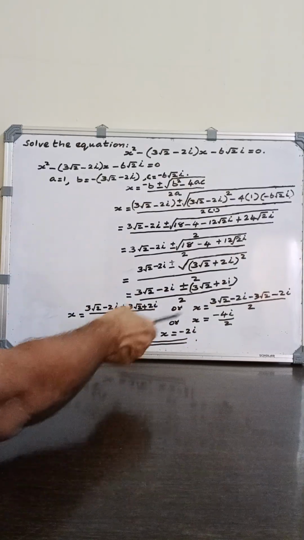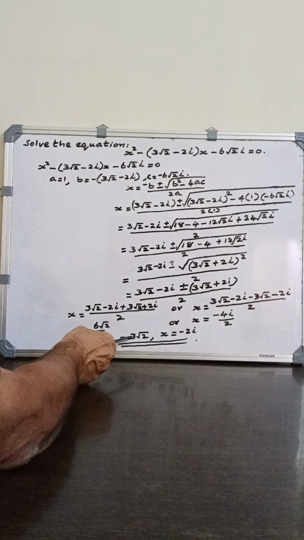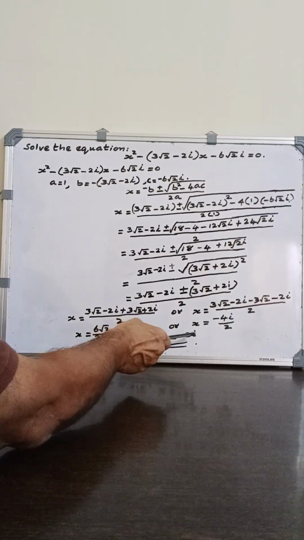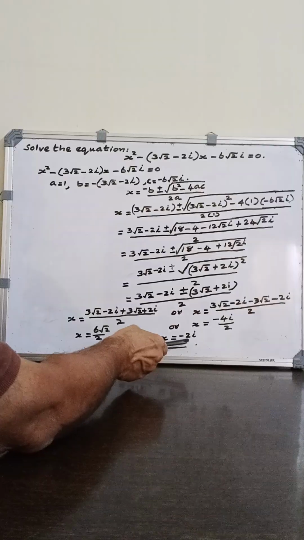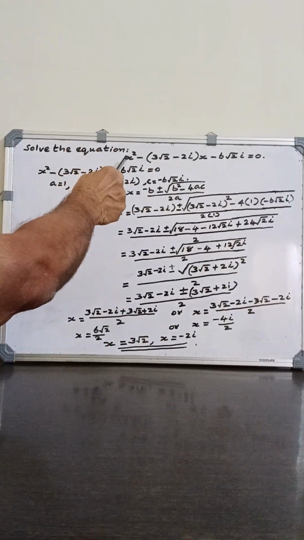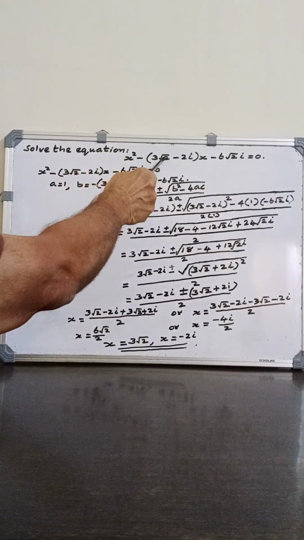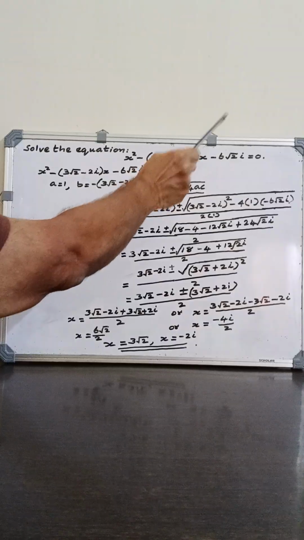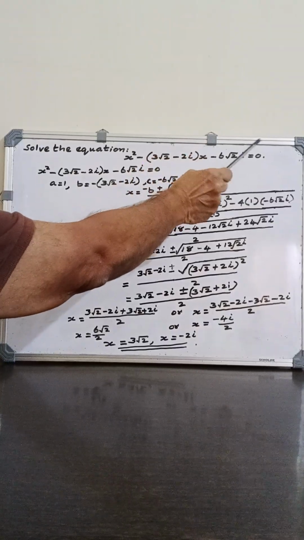Hence, we can define the solutions are x equals 3 root 2 and x equals minus 2i for the given quadratic equation x squared minus (3 root 2 minus 2i) x minus 6 root 2i equals 0.